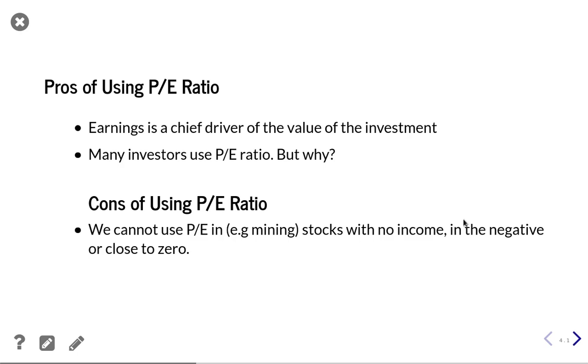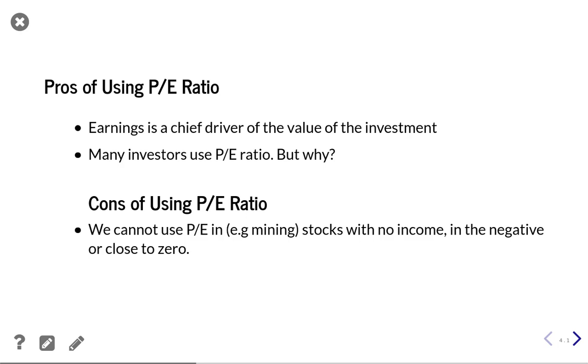So what are the pros? It is very well known that earnings is a chief driver of the value of a company. The higher the earnings, the bigger the dividend. Higher earnings usually command a higher stock price, and almost constant earnings usually provide a constant stock price.